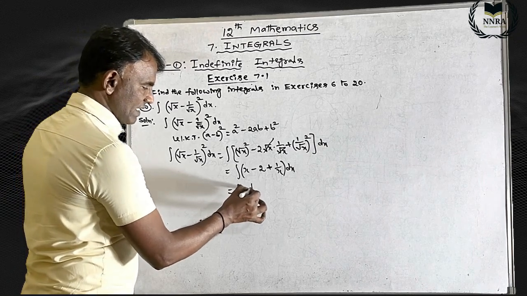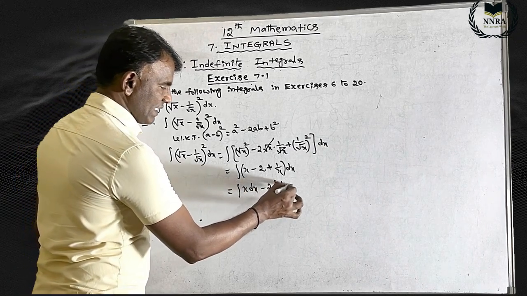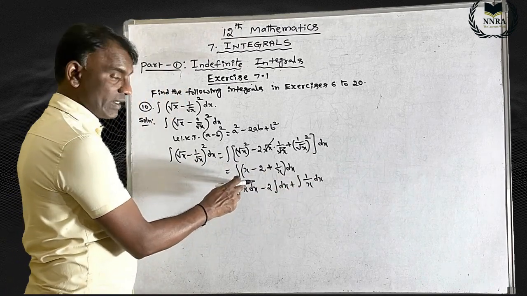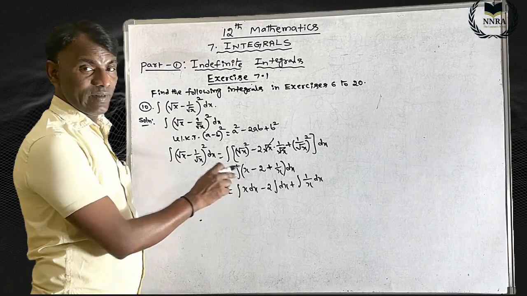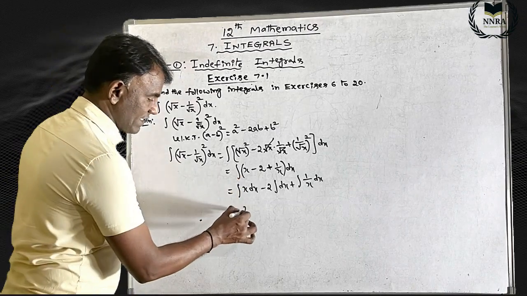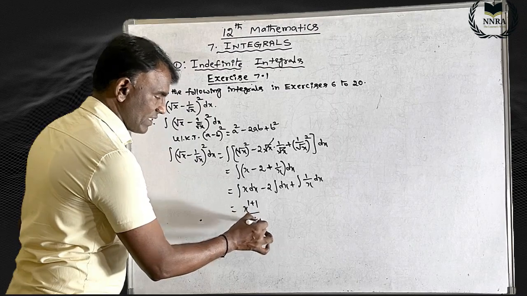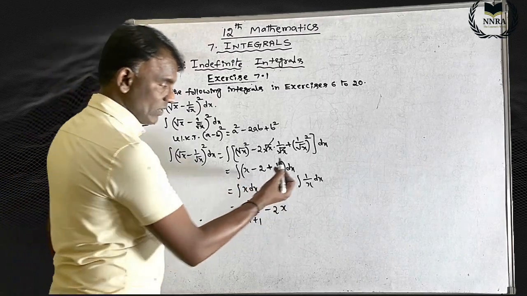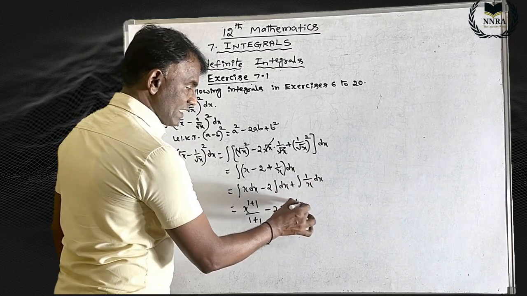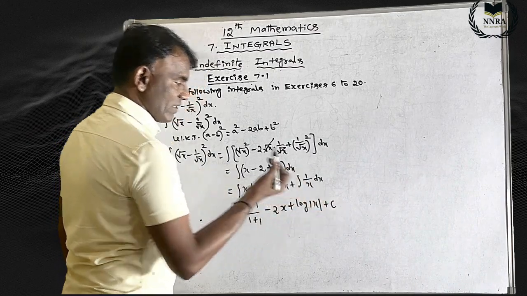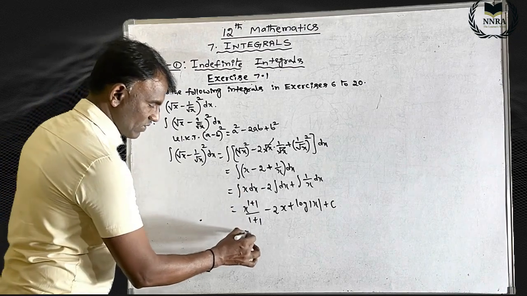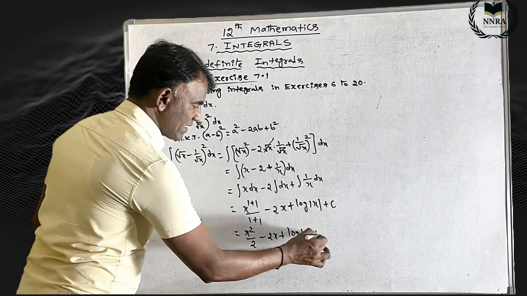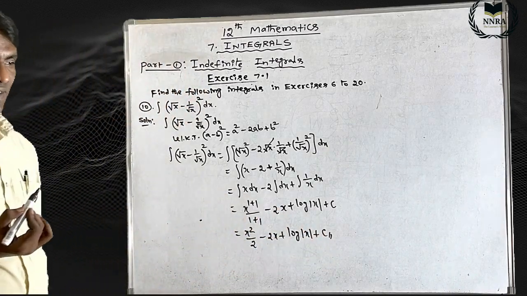So first one is integral x dx and 2 into integral dx. Then integral 1 by x into dx. Okay. So x is nothing but x power 1. That is the form of integral x power n dx. That can be written as x power n plus 1 by n plus 1. And minus 2. What is integral dx? That is standard formula x. And what is integral 1 by x dx? That can be written as log of mod of x plus constant. And it is x square by 2 minus 2x plus log of mod of x, then constant. See, that is the answer.